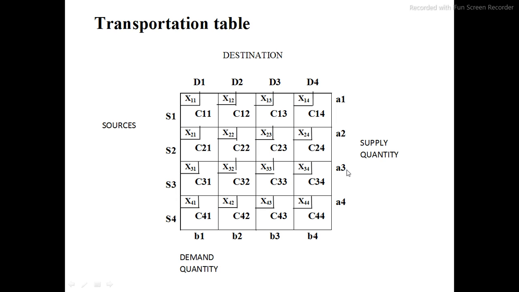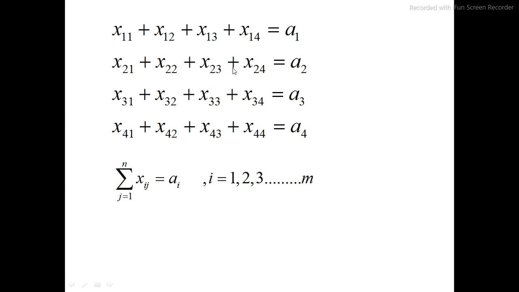He can supply A3 quantities to all the sub dealers or retailers, that is source to destination. So this is the supply constraint. You can see it here. This is equal to A1, this is equal to A2, this is equal to A3. These are all the supply quantities he has with the godowns, or we can say source.